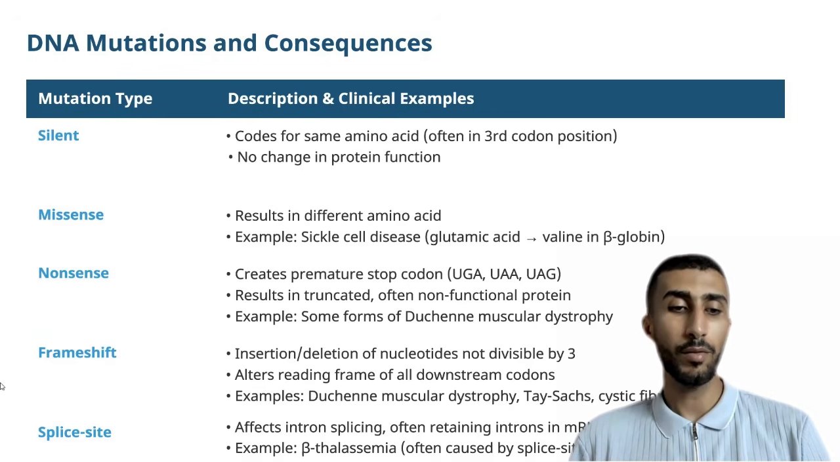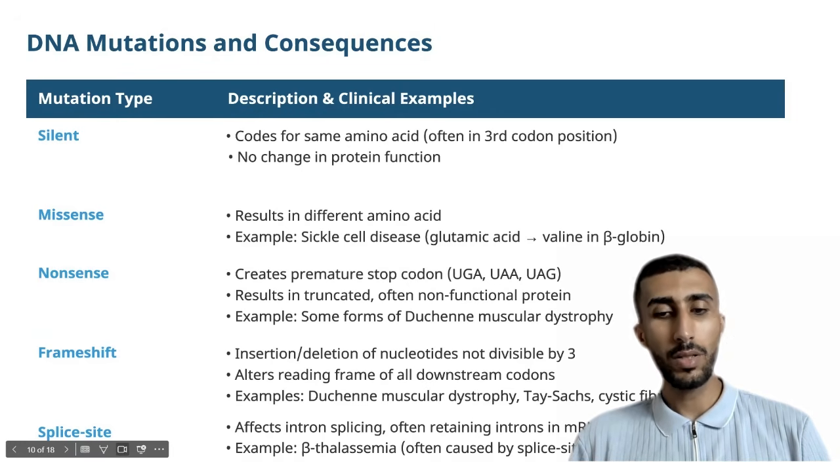Another example involves the splice site mutation. A splice site mutation affects intron splicing, often retaining introns in mRNA. Remember, pre-mRNA has introns and exons. So if it retains introns, this is an example of a splice site mutation, such as beta thalassemia. Beta thalassemia is sometimes caused by splice site mutations.